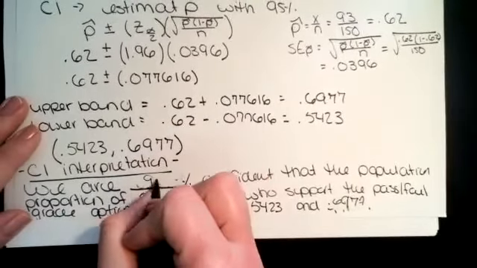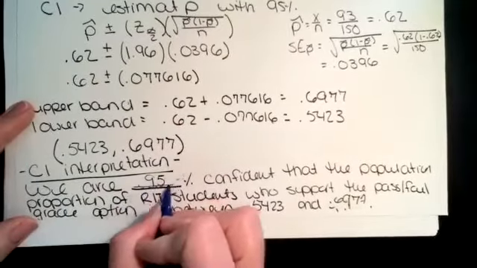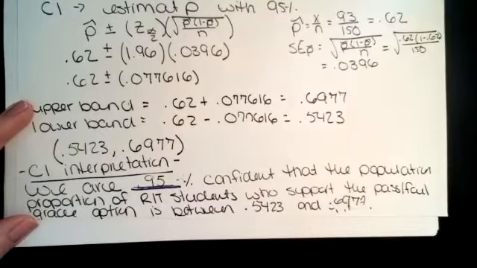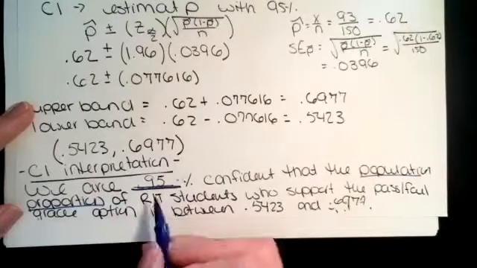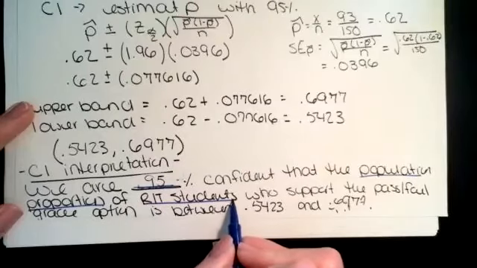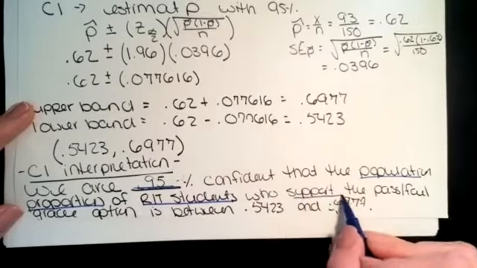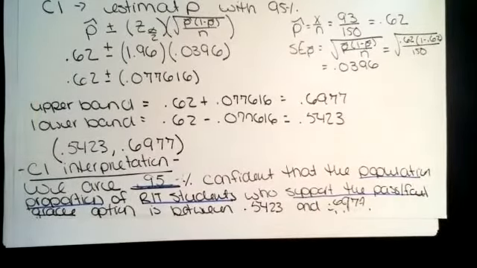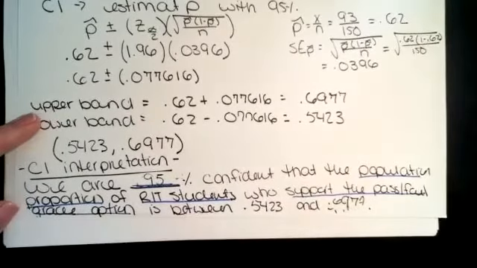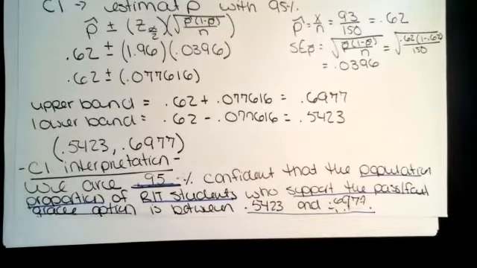So I'm 95% confident. I want to let you know what I look for when I'm grading something like this. I look for what confidence level you have. I look for the word population proportion, and I look for your objects in the study. So it's who you're studying and what you're talking about, so that they support that pass-fail grade option. And then I actually look for your answer of your interval.